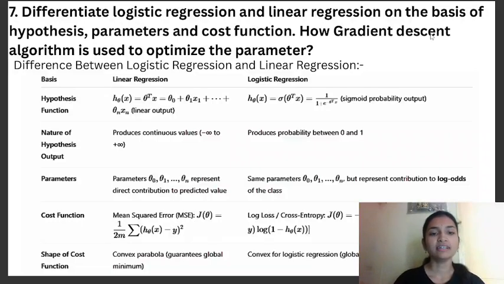Parameters. Parameters theta 0, theta 1 up to theta n represent direct contribution to the predicted value. In logistic regression, the same parameters theta 0, theta 1 up to theta n represent contribution to the log odds of the class. Cost function: mean squared error has this formula, and log loss cross entropy has this formula. The shape of the cost function: convex, parabola shape here, and in logistic regression, also convex.